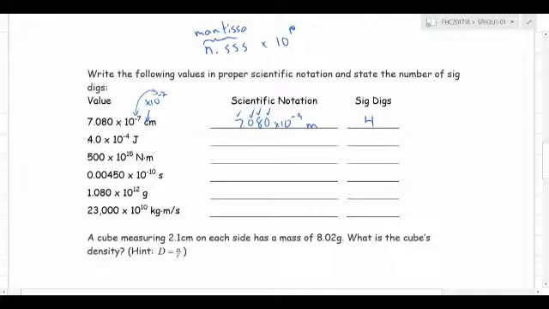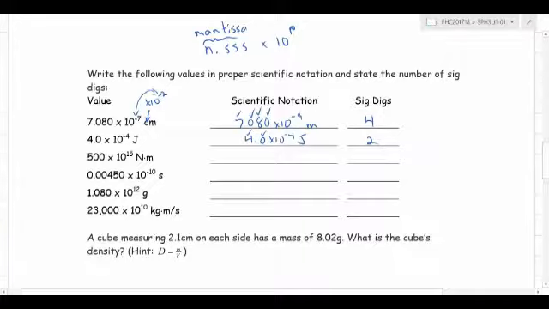This one here actually is in scientific notation. I've got a non-zero followed by a decimal, and then a 0, a trailing 0 after the decimal, which is significant. So this is already in scientific notation. So you would just write 4.0 times 10 to the power of minus 4 joules. And then we look at the sig figs. We've got one non-zero. We've got a trailing 0 after the decimal, so that's another one. So we have 2 sig figs over here.